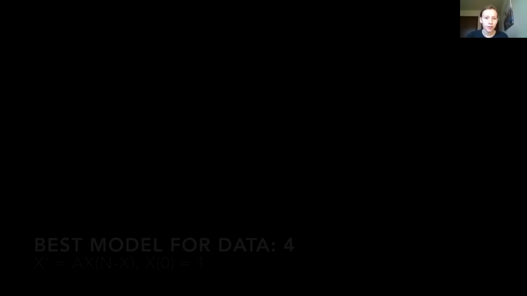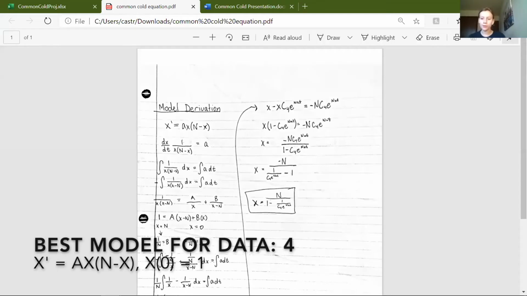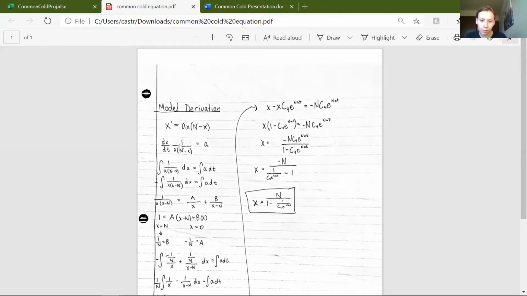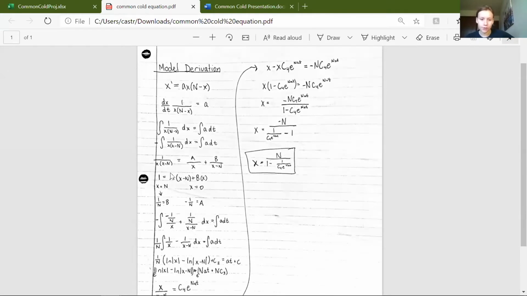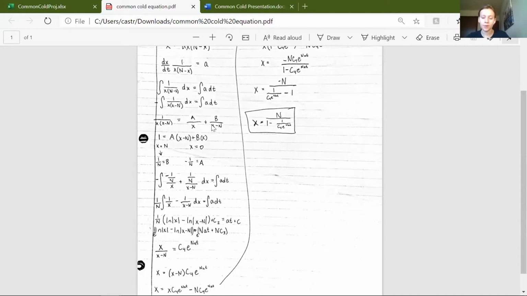The first thing we did was derive it, and to do that, first we moved it into separable form so that we could easily solve it in that way. And then we integrated both sides with respect to t. To do that, we had to use fraction decomposition on the left side, which made it a little bit difficult and hard to eventually get, but eventually we got it.